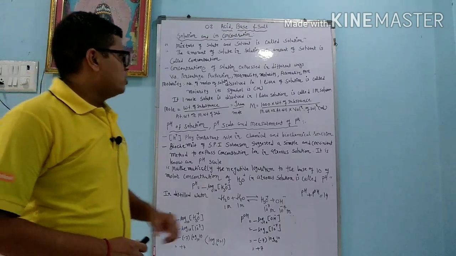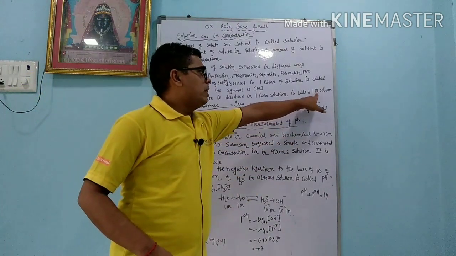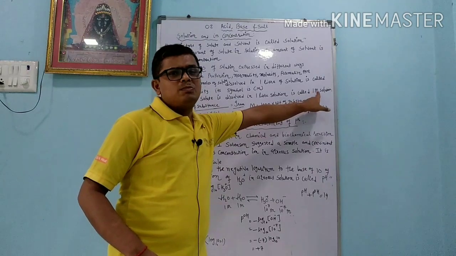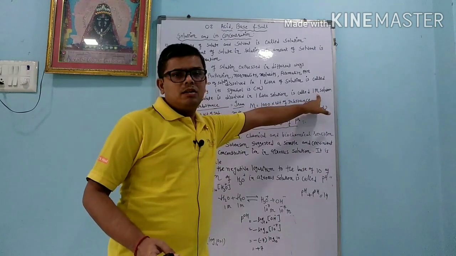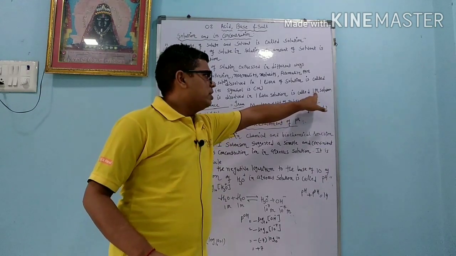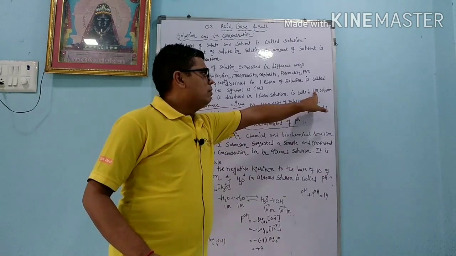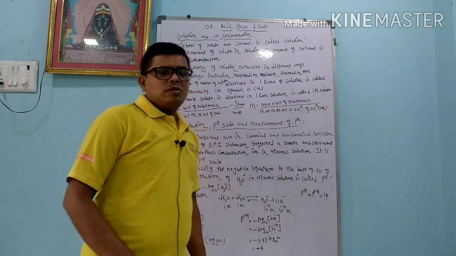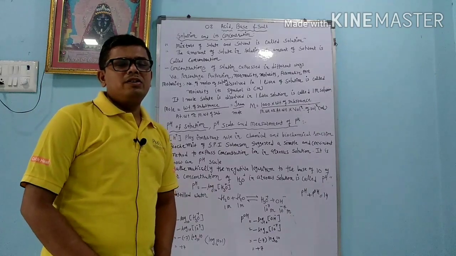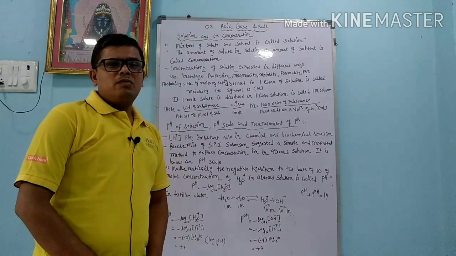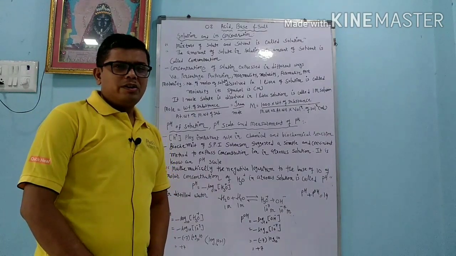And 1 molar solution is represented like that, 1 M, capital M. If you write small m, then that is molality. If molarity we are writing, then we have to write 1 and capital M solution. So the simple definition of molarity is the number of moles dissolved in 1 liter of solution.